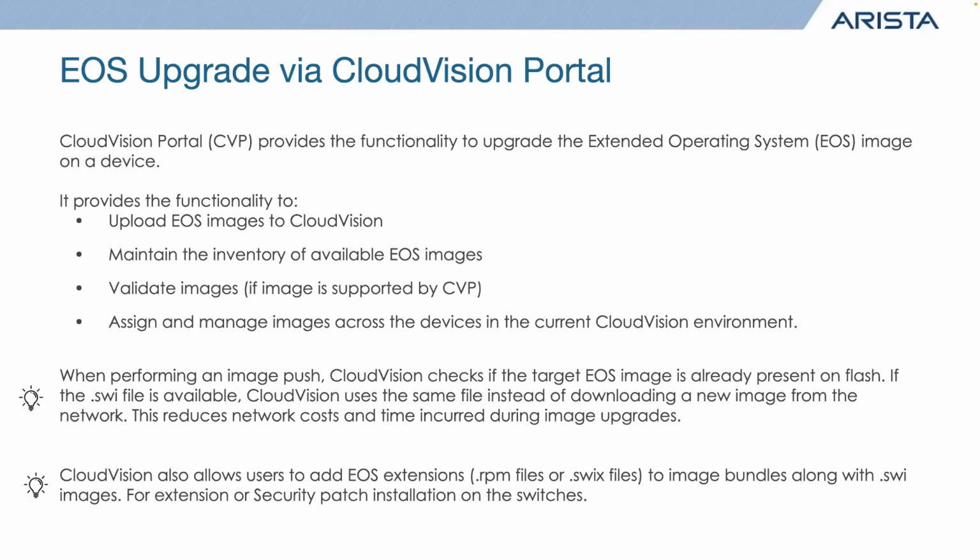Now, a very good feature of CloudVision Portal is that it checks if your EOS image is already present on the flash drive. For example, as Deborah showed you, we had to copy the EOS.swi file to the /mnt/flash directory. Now, if you're performing this upgrade via CloudVision, it checks if the EOS file is already present on the flash drive. If the file is already present, we do not download it again, thereby reducing the network cost and also the time taken during the image upgrade.